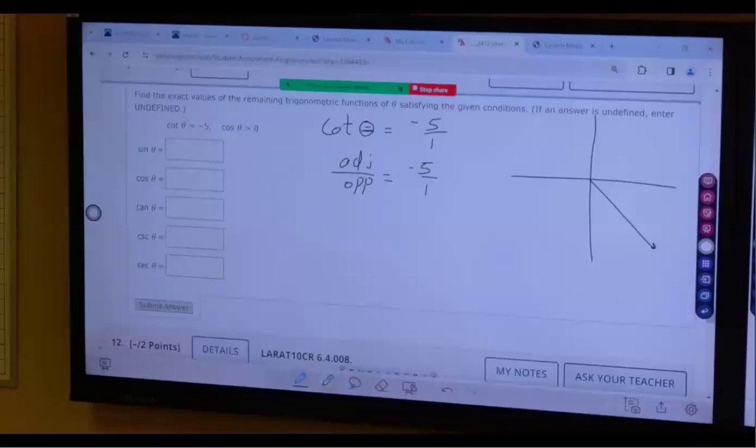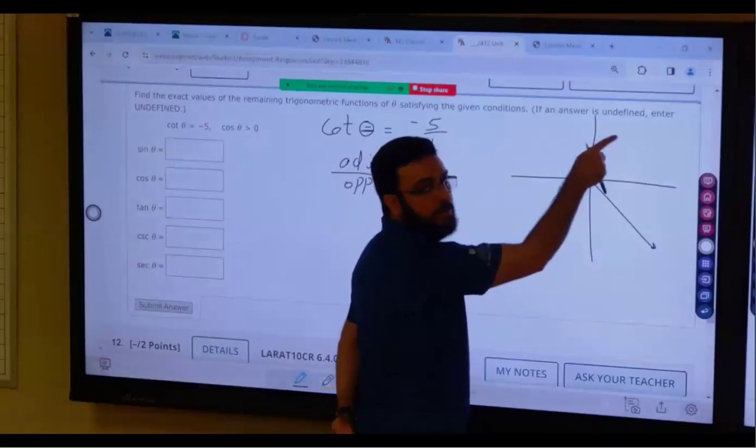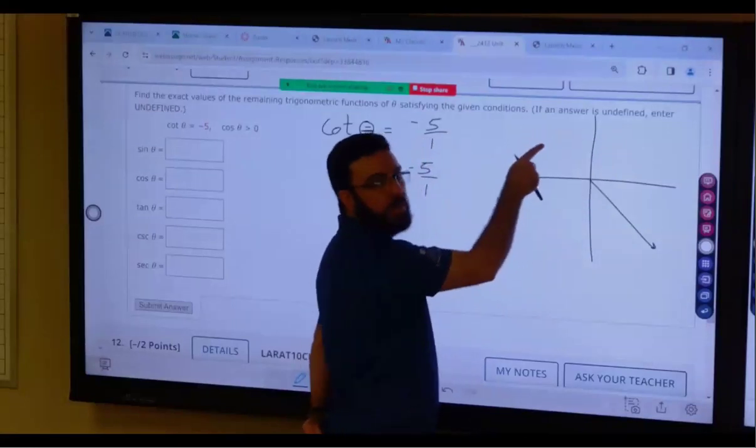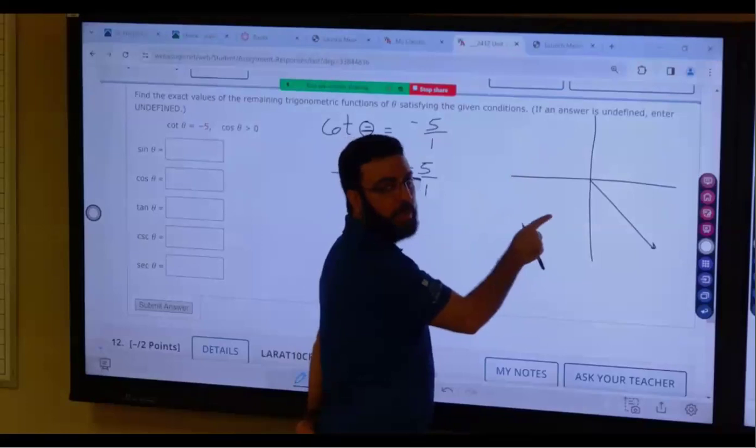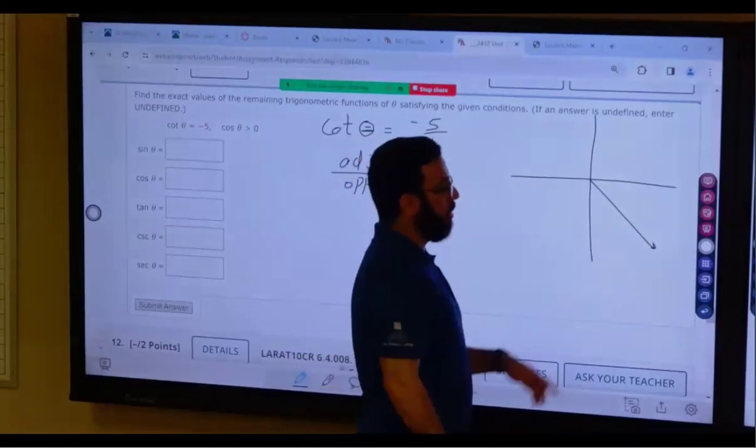Because it's positive cosine, remember? Sine, cosine, tangent: which one is positive here? Sine. Which one is positive here? Tangent. Which one is positive here? The cosine. So the cosine on this one.